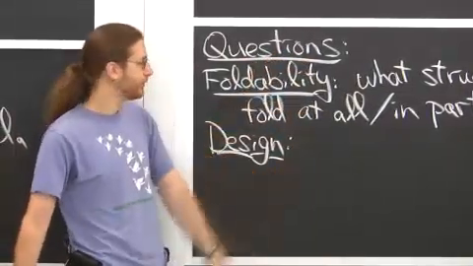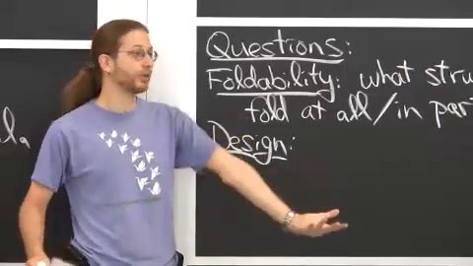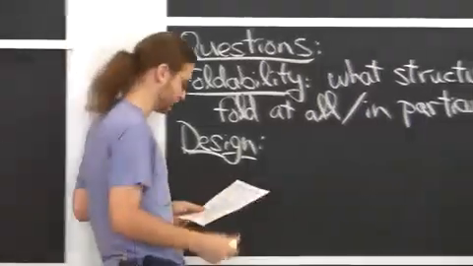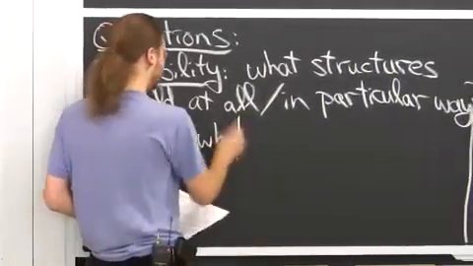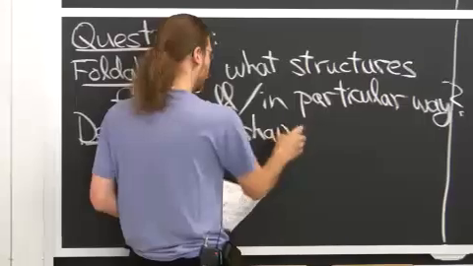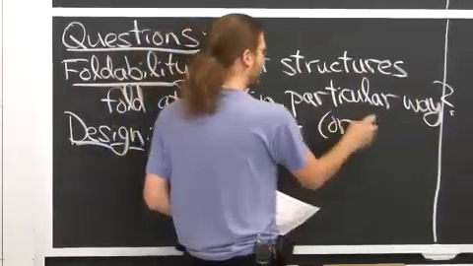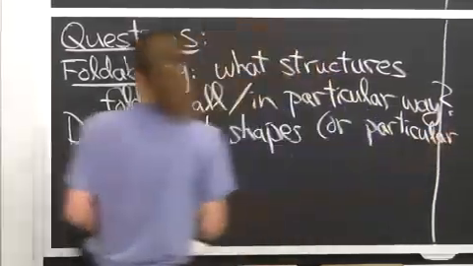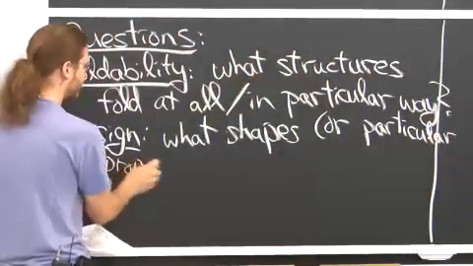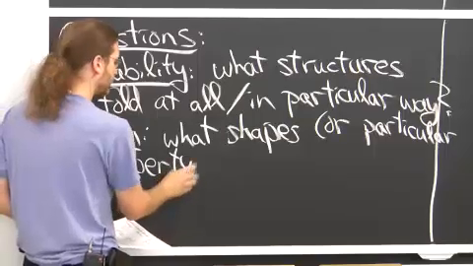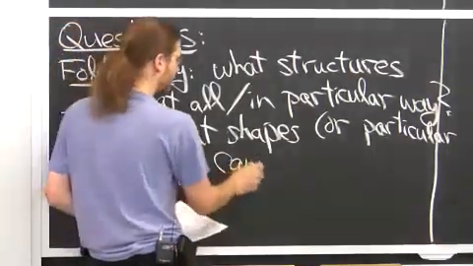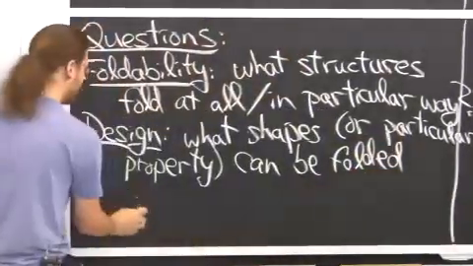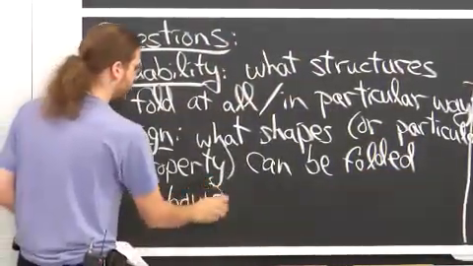you're given some structure you want to fold, you want to see how it folds. In design, you're given the goal, and you want to figure out what you should build, what folding structure should I make that will achieve this goal? So what shapes? Shape is one thing you might want, but in general, you have some property you want to achieve. Can you fold it? And of course, if you can, how do you do it?